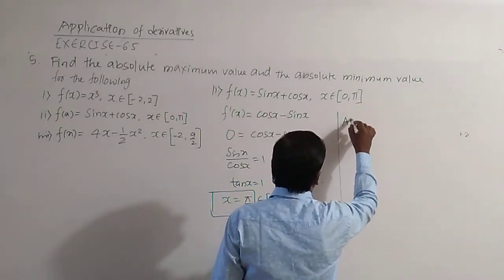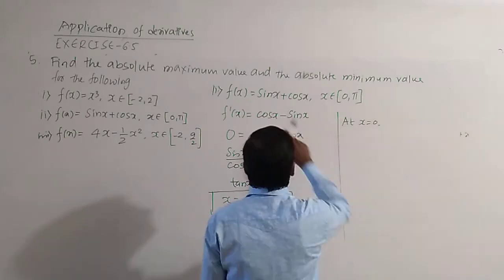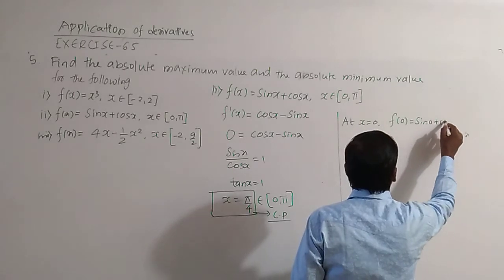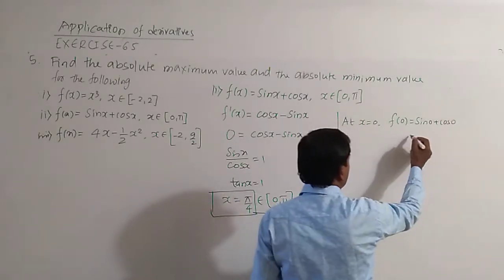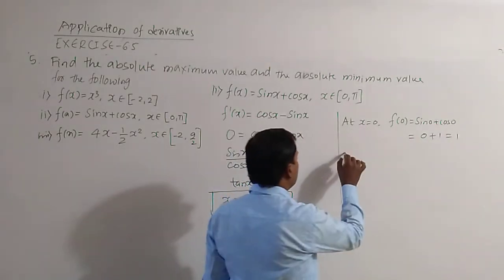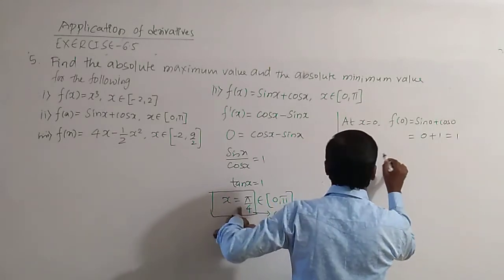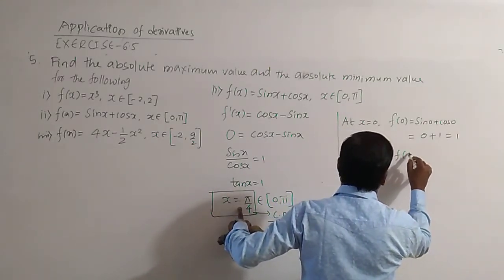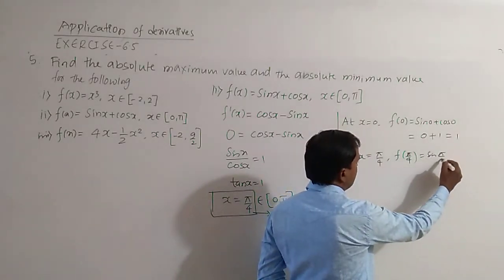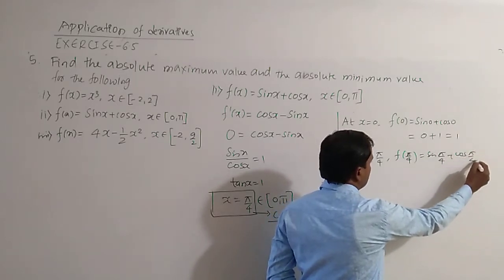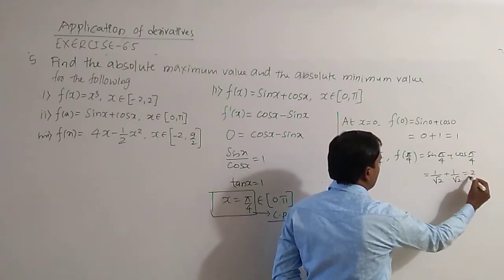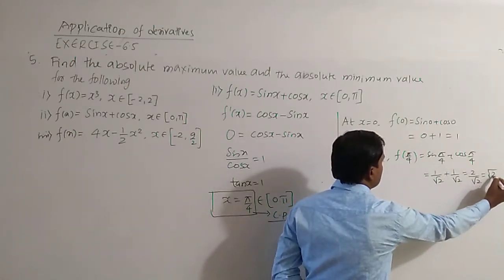So here I will take x equal to 0. At x equal to 0, what is the functional value? f of 0 is equal to sin 0 plus cos 0, right? Sin 0 means 0, cos 0 means 1, so therefore the answer is 1. Okay. Now I will take x equal to pi by 4, right? So f of pi by 4 is equal to sin pi by 4 plus cos pi by 4. So clearly here it is 1 by root 2 plus 1 by root 2. So therefore 2 by root 2, therefore the answer is root 2.